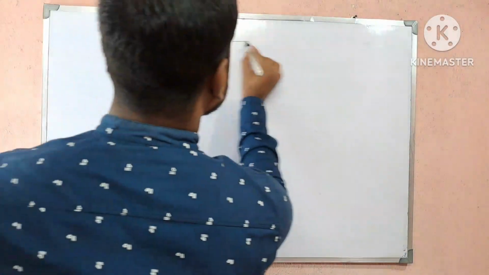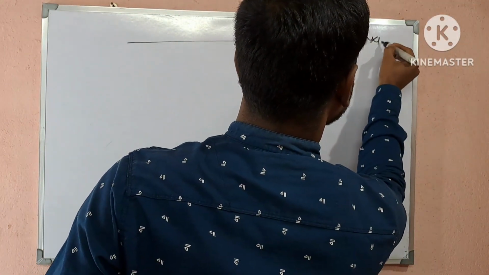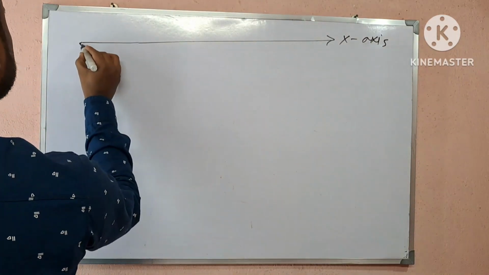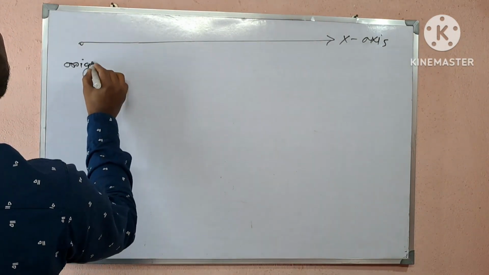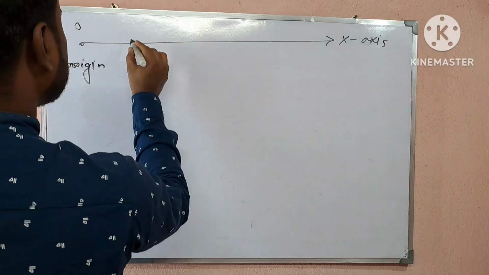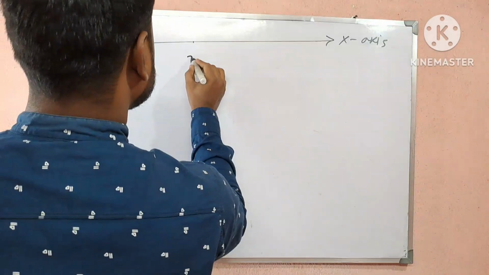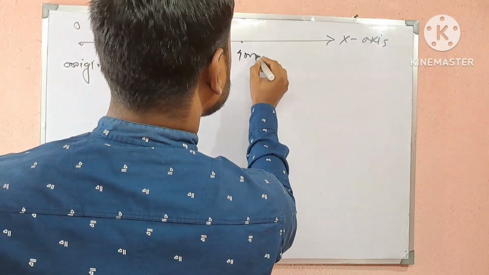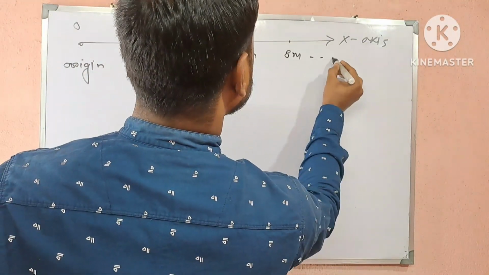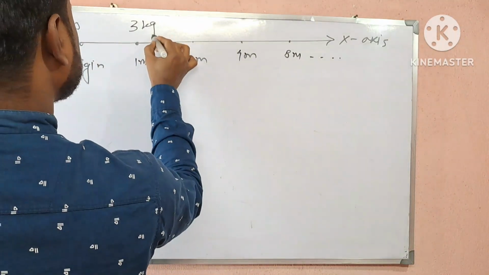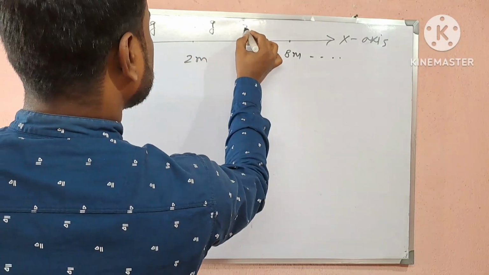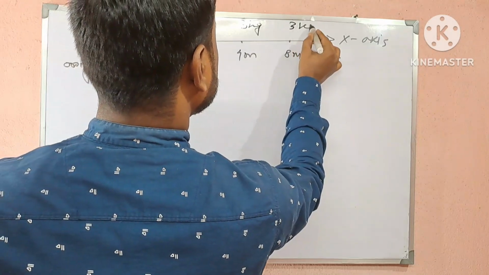Just imagine this is the x-axis, that point is origin O, and this is 1 meter away from this origin. This is 2 meter, this is 4 meter, this is 8 meter, and so on. So a 3 kg object is here, here. So these are the positions of the 3 kg objects.